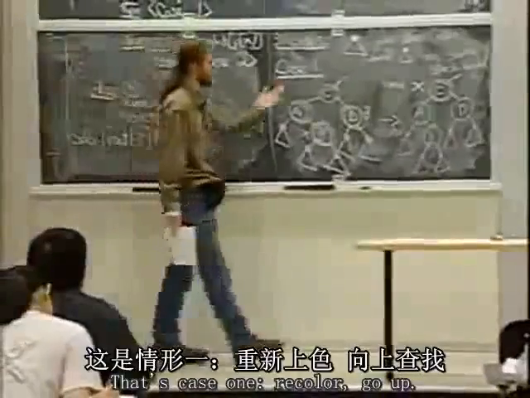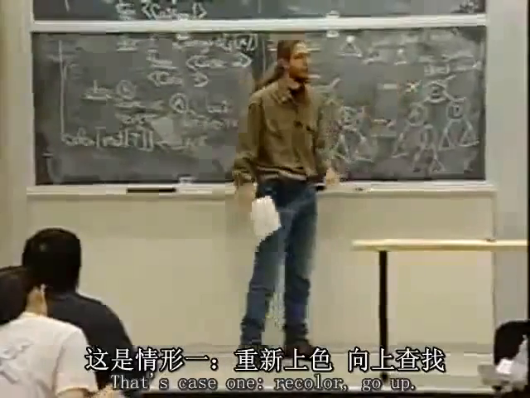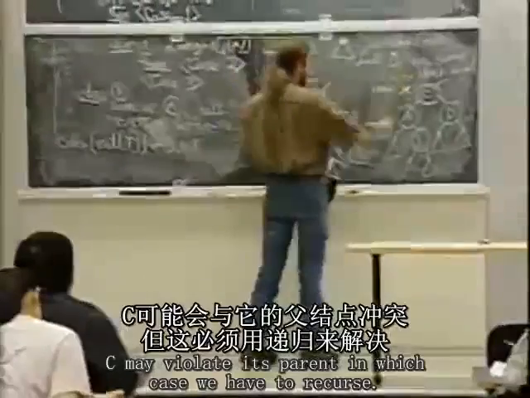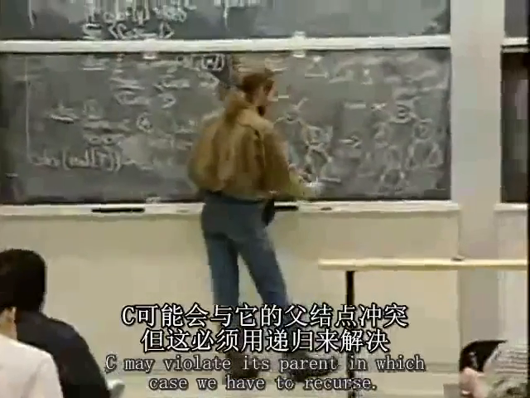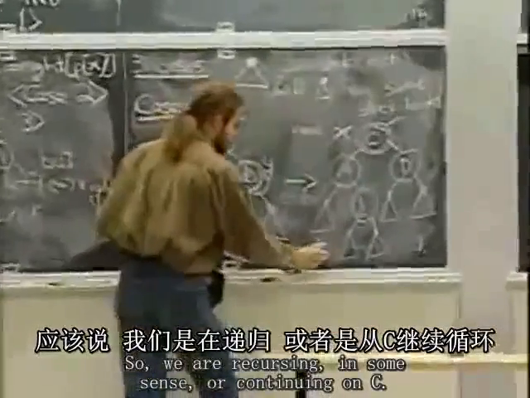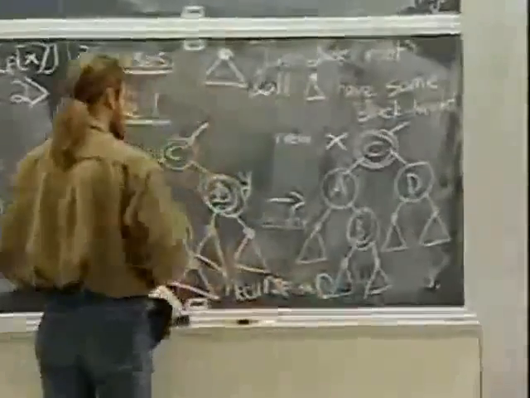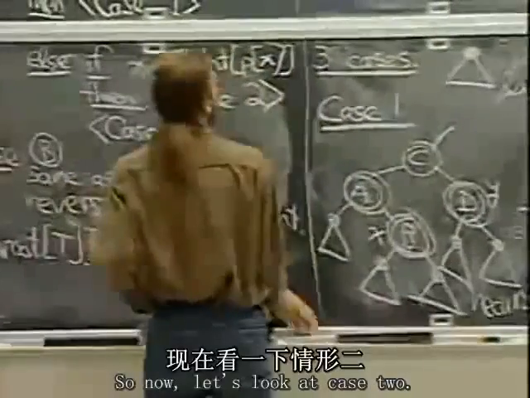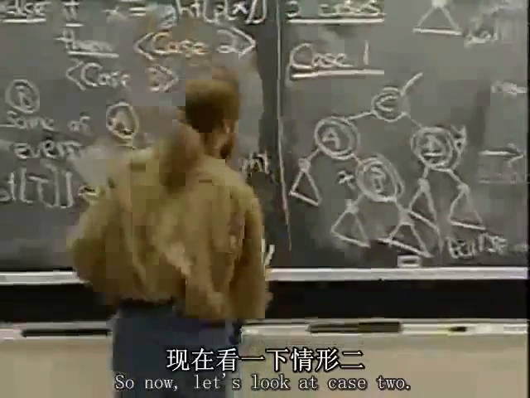That's case 1. Recolor, go up. C may violate its parent, in which case we have to recurse. So we're recursing, in some sense, or continuing on C. So now let's look at case 2.